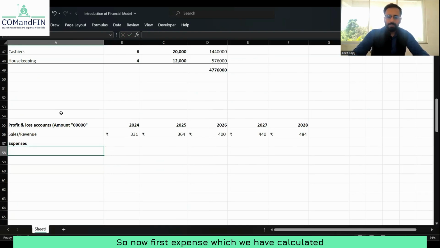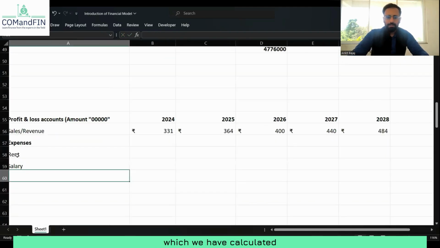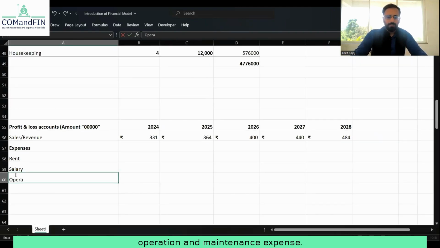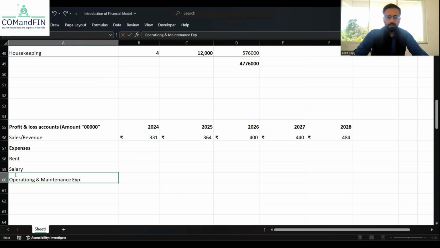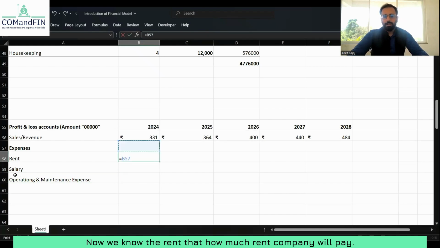So now, the first expense which we have calculated is rent here. Then the second expense which we have calculated is your salary, right? Then you can see the third information, which we have to calculate, that is operation and maintenance expense. So here I will write down operation and maintenance expense.